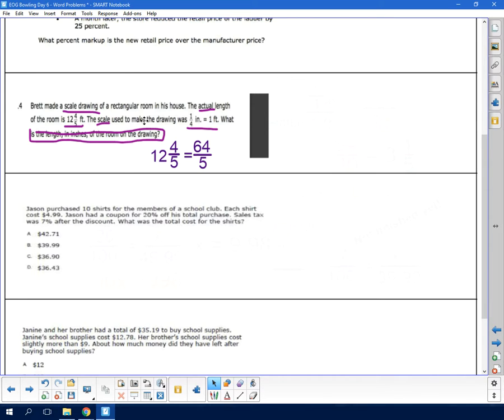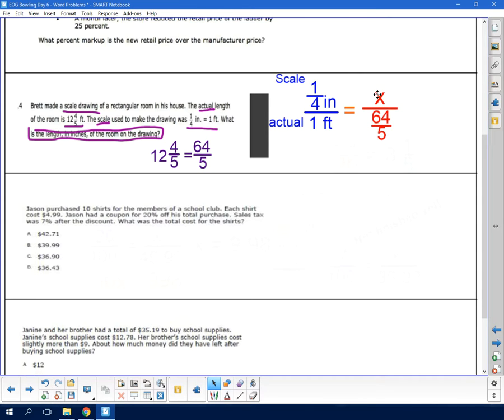We're going to figure out what 64 fifths feet would be on this scale drawing. It said that the drawing used a scale to make it. And that scale said that every 1/4 inch was actually 1 foot in real life. That's one ratio. We're going to set that equal to another ratio that says x on the top, because we're trying to figure out what the length in inches is. So we're going to put inches on the top. How many inches would be 64 fifths of a foot? So I put the actual length on the bottom and the scale's length in inches on the top.